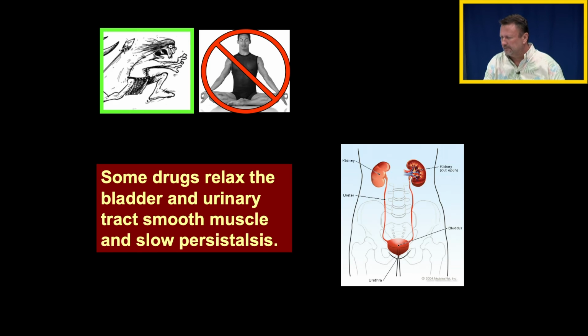All right. Some drugs are going to relax the bladder and the urinary tract smooth muscle. Your ureters undergo peristalsis as well. That's why kidney stones have this colicky pain to them. But some drugs, sympathomimetic drugs, can slow peristalsis as well. So sympathomimetic drugs, but mostly anticholinergic drugs, slow peristalsis, not only in the gastrointestinal tract, but the ureters as well.